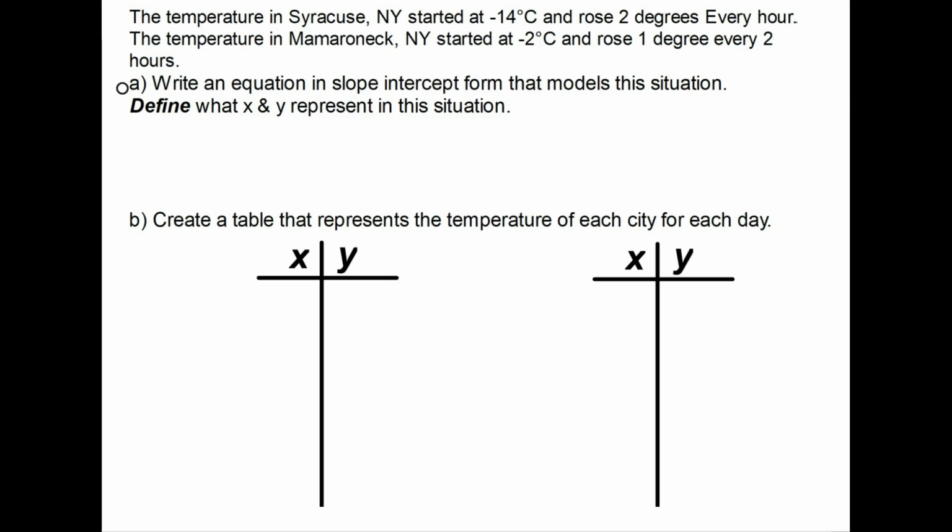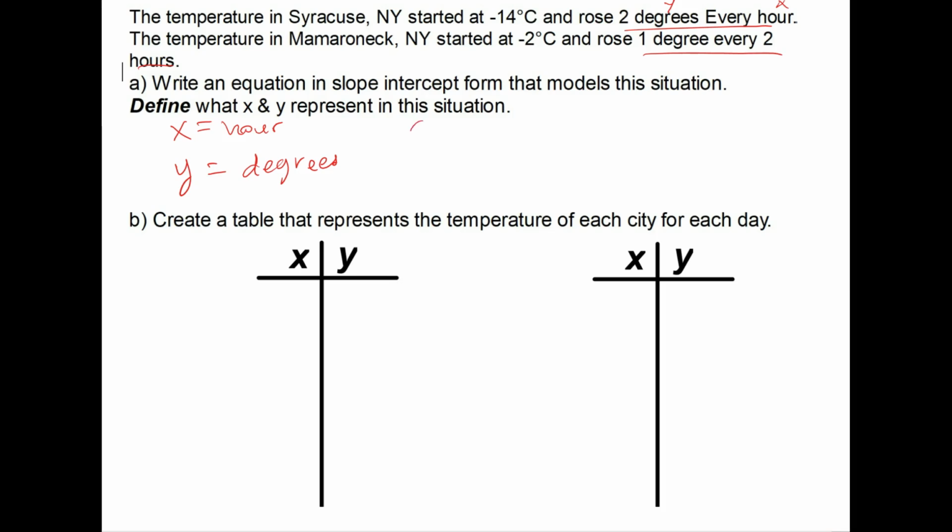So, defining x and y. Look for the rate of change. The rate of change is 2 degrees every hour, and 1 degree every 2 hours. So degrees is my y, and then hour is my x. So hour, and then degrees.